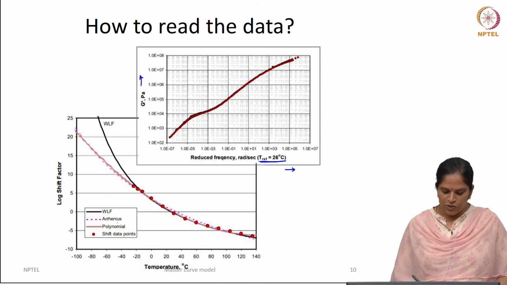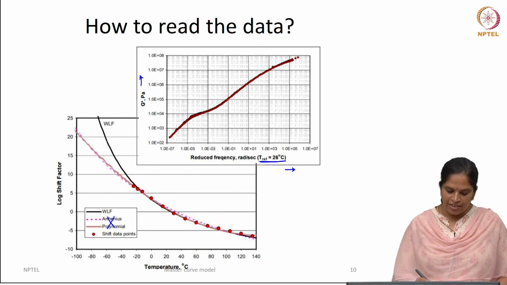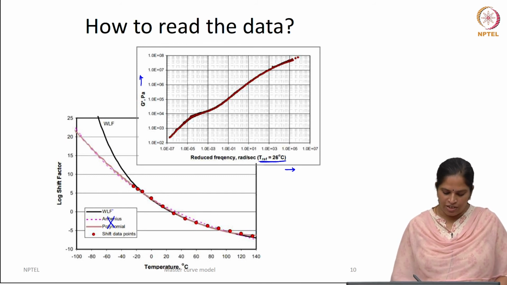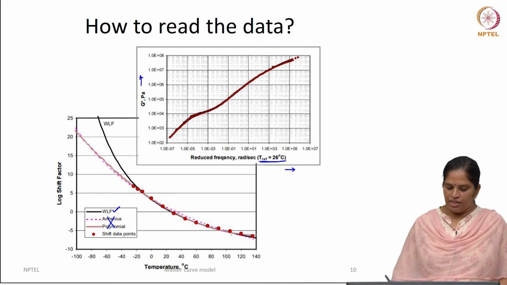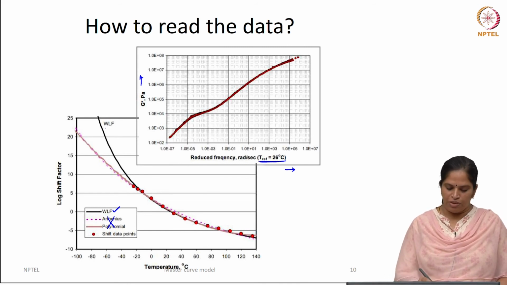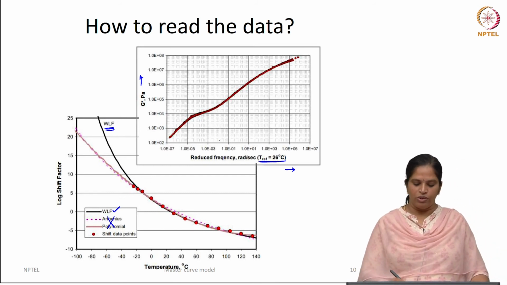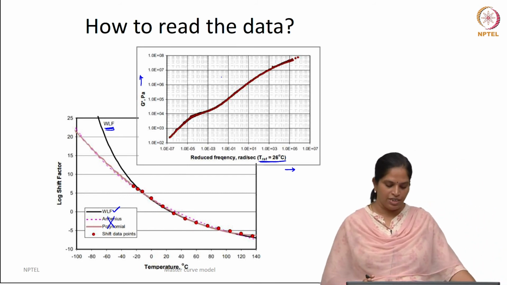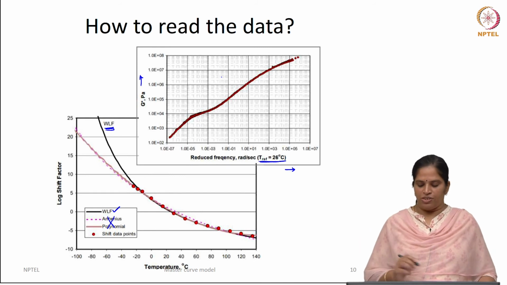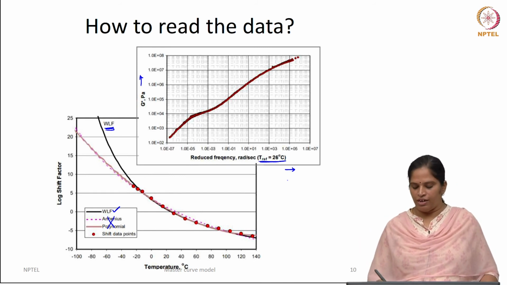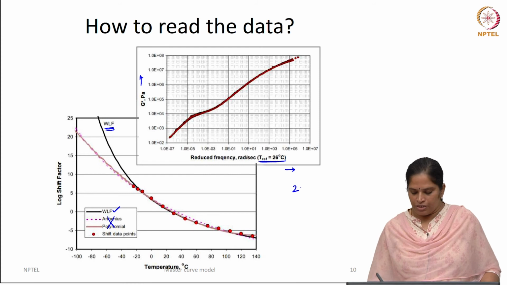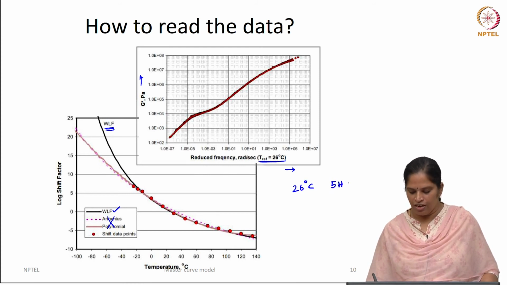Now let us not worry about the other shift factors. We will just take the WLF equation here. Let us assume that the WLF equation holds for this master curve. Now we will use only this WLF equation curve to read the data from the master curve. Suppose we need, at 26 degrees Celsius, maybe at 5 Hertz frequency, to know what the dynamic modulus value is.